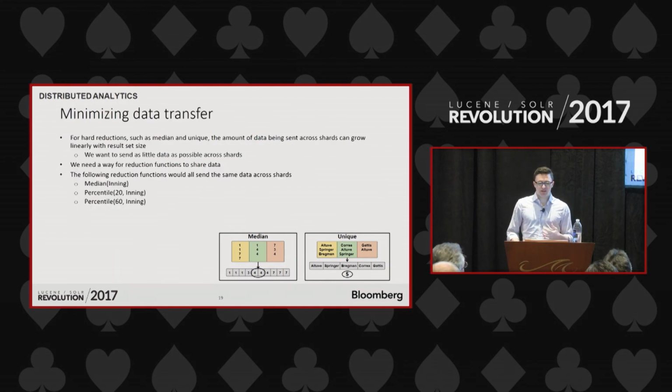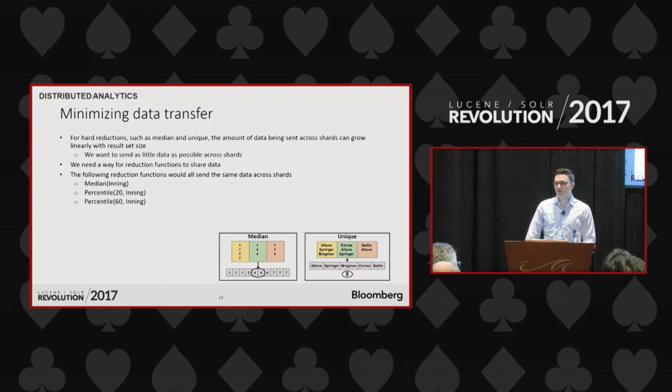So this can get problematic with very large result sizes, because as you can imagine, if you're trying to find the median over 1 billion values, it's very expensive to send 1 billion values over the network to the originating shard. Unfortunately, we can't really help this, because to calculate a real median, you need all of the data there.